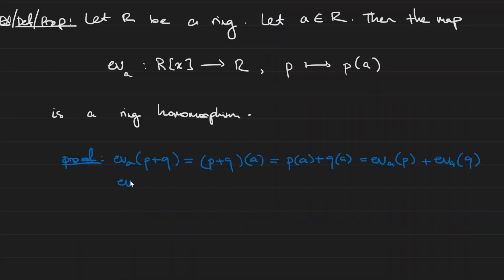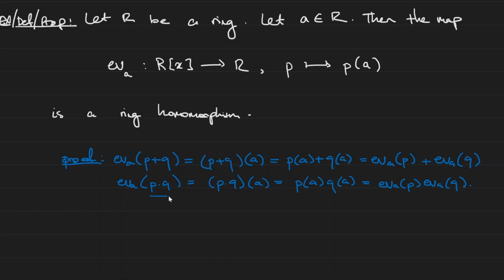And you can write down basically the exact same thing for the product as well. So the product of two functions, you define it pointwise. So it's P(A) times Q(A), but this is just EV_A of P times EV_A of Q. And finally, we just need to check that the multiplicative identity is sent to the multiplicative identity.